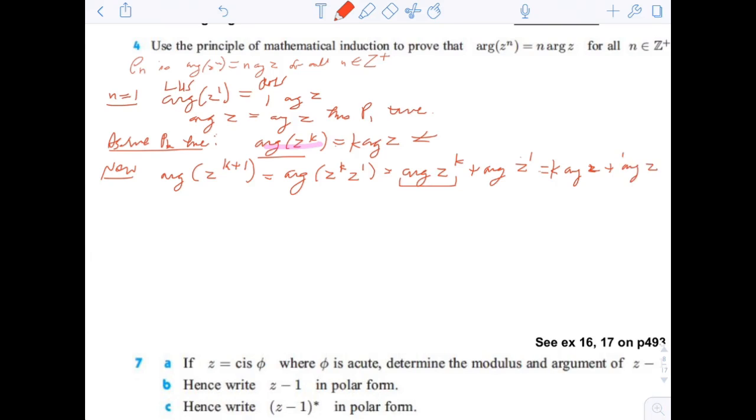Argument of z could be written as 1 argument z, right? And if I have k argument z plus 1 argument z, isn't that the same as k plus 1 argument of z? And if that's true, then I have proven it, because I started out with arg z to the k plus 1, and I finished with k plus 1 arg z. You can see that basically that is the same thing as this, except instead of n, I have k plus 1.